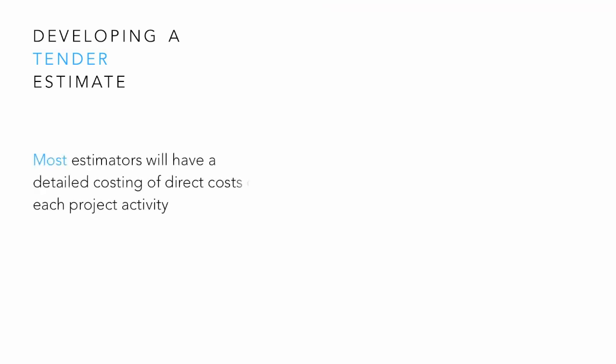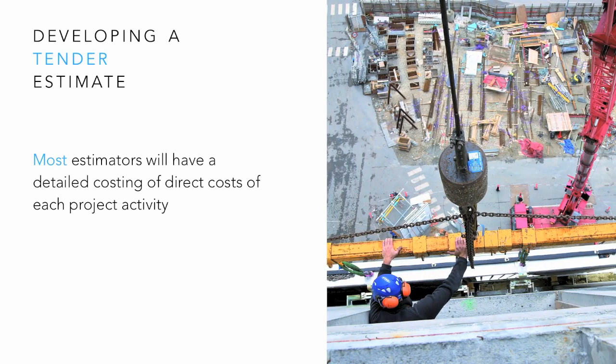Most estimators will have a detailed costing of direct costs of each project activity, a summary of all the direct costs, and also a schedule detailing the indirect costs: all activities or expenses required that are not directly built into the works.